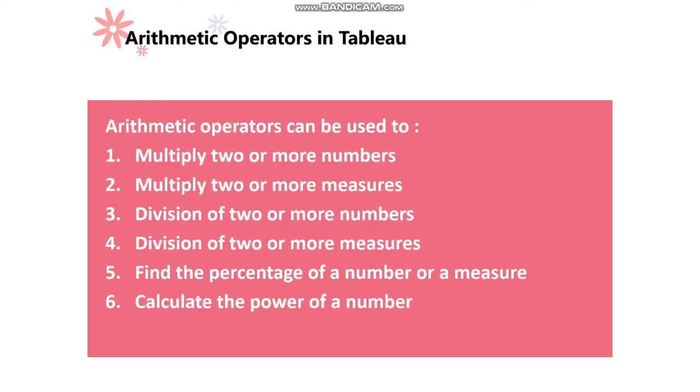Arithmetic operators can be used to multiply two or more numbers, multiply two or more measures, divide two or more numbers, divide two or more measures, and to find the percentage of a number or a measure. In addition to that, we can calculate the power of a number using arithmetic operators in Tableau. Let me open the Tableau Public application and show you how to use arithmetic operators in Tableau.